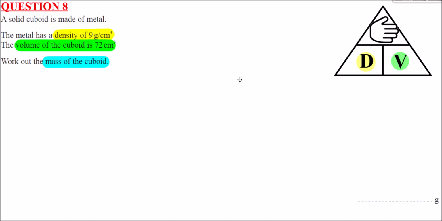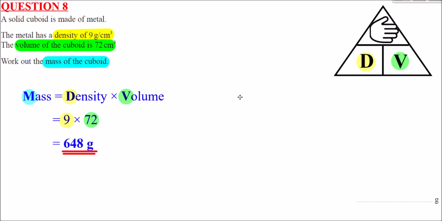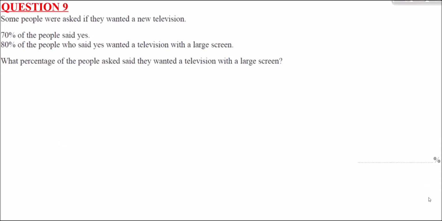And that's all we need to do. In other words, mass is density times volume, so that's going to be 9 multiplied by 72. Use your calculator, of course. That will give you 648 grams. So 648 is our final answer for question 8.